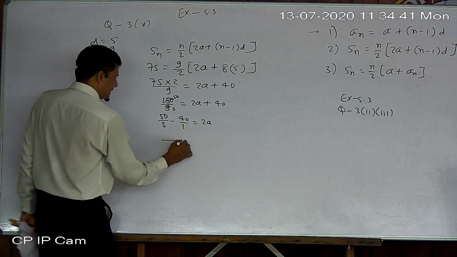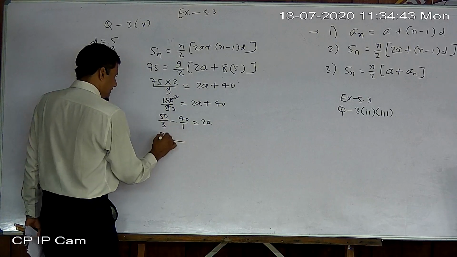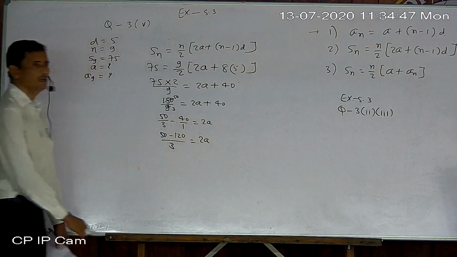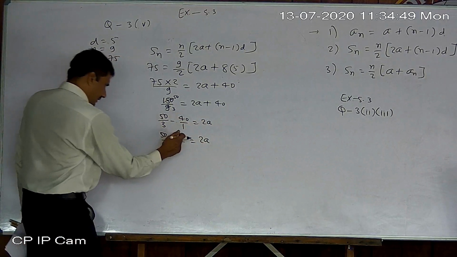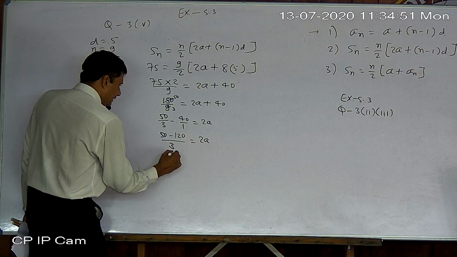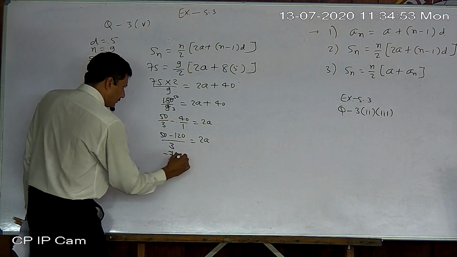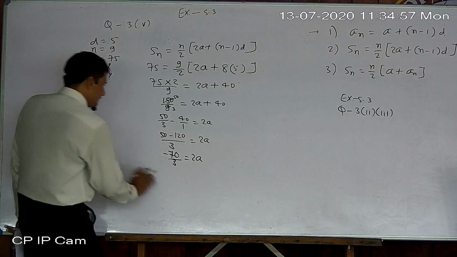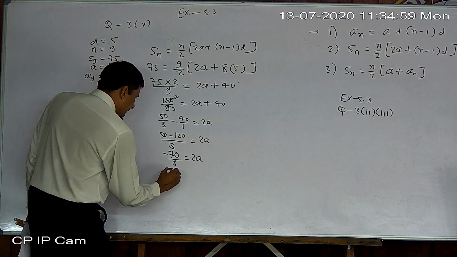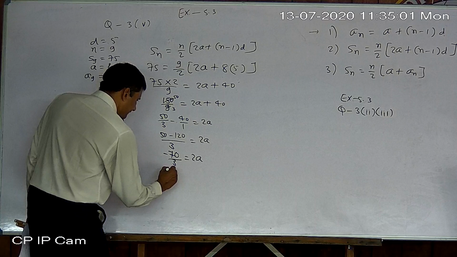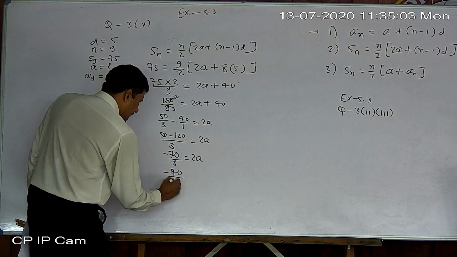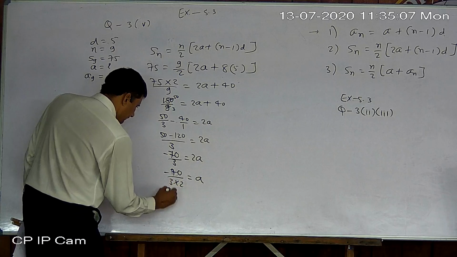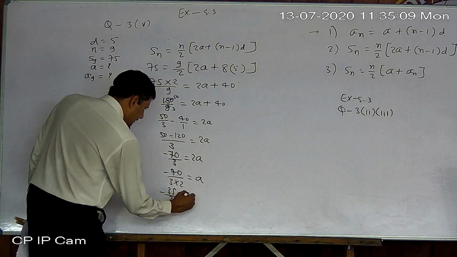Now 3 ones are 3. 50 minus 120. Okay, cross multiply. Now 120 minus 50 means 70, so minus 70 upon 3 is equal to 2A. So it is minus 70 upon 3 into 2, equal to A. So minus 35 upon 3 is equal to A.